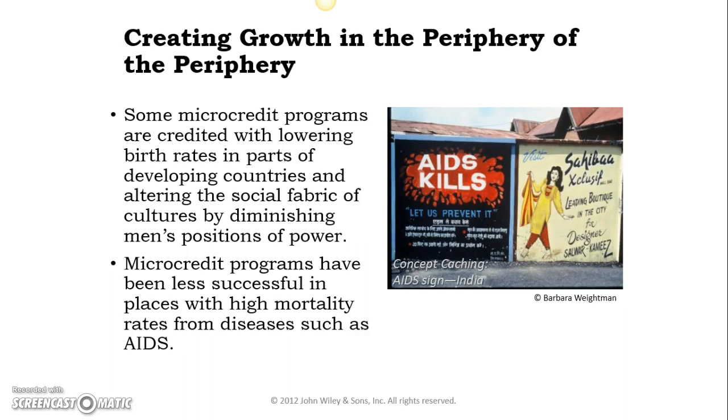For the most part, microcredit programs are very successful, but they are a lot less successful in places with high mortality rates from diseases like AIDS. And the reason for that is simple, really, because if you loan somebody some money and then they die, the debt dies with them, right? So it's hard to collect if their family's already poor and doesn't have the money to pay it back. It's hard to get that money back to turn around and loan it out to somebody else, right? So this kind of makes sense that this is the way this would work.